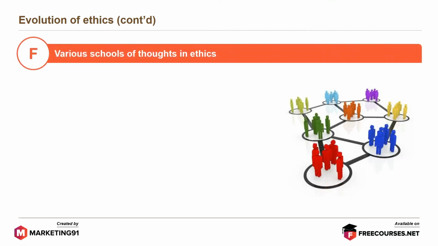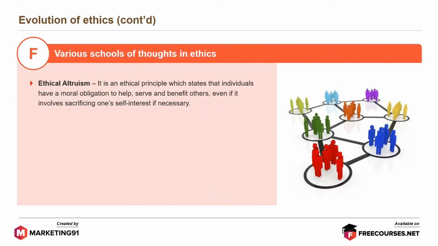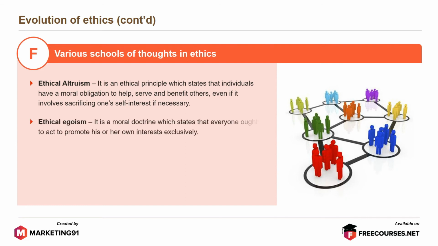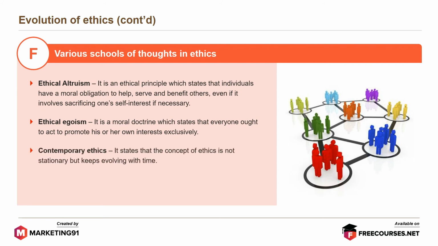Various schools of thoughts in ethics. Ethical altruism. It is an ethical principle which states that individuals have a moral obligation to help, serve and benefit others, even if it involves sacrifice in one's self-interest if necessary. Ethical egoism. It is a moral doctrine which states that everyone ought to act to promote his or her own interests exclusively. Contemporary ethics. It states that the concept of ethics is not stationary but keeps evolving with time. And lastly, contextual ethics. Ethics depends on prevailing circumstances.